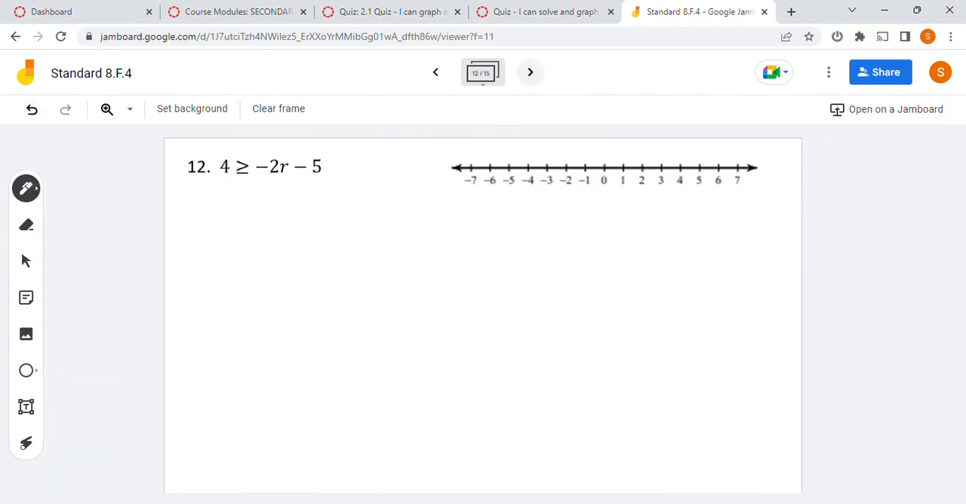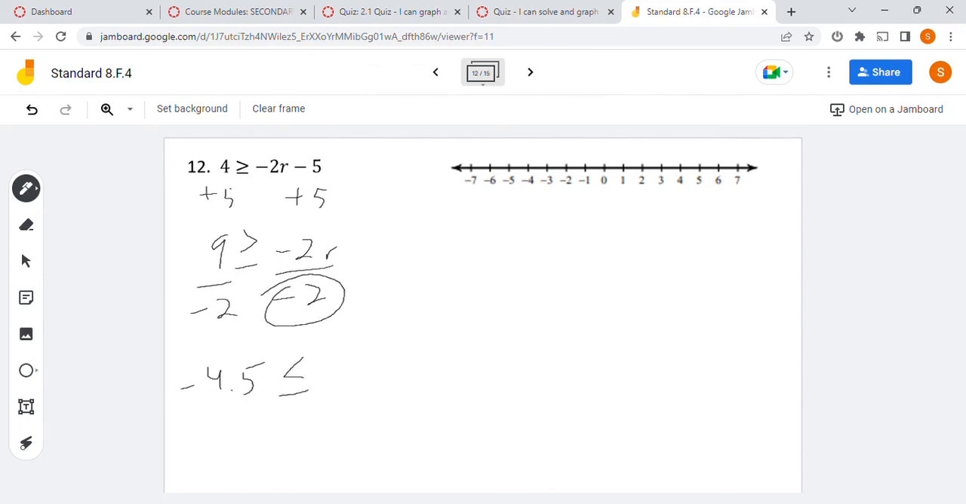Here we're going to add 5 to both sides. We end up with 9, and then -2r. Divide this by -2. Divide this by -2, and we end up with -4.5 over here, so that's going to go in between some values. And then the sign flips because we just divided by a negative number, so we end up with less than or equal to and r on this right-hand side.